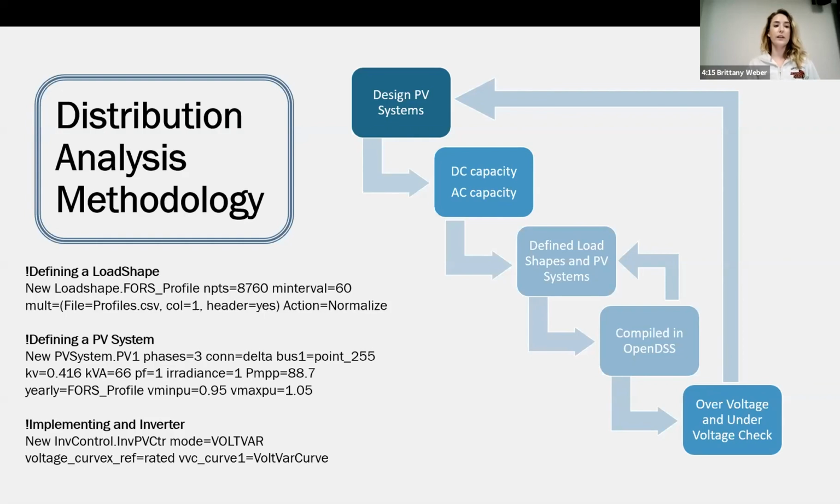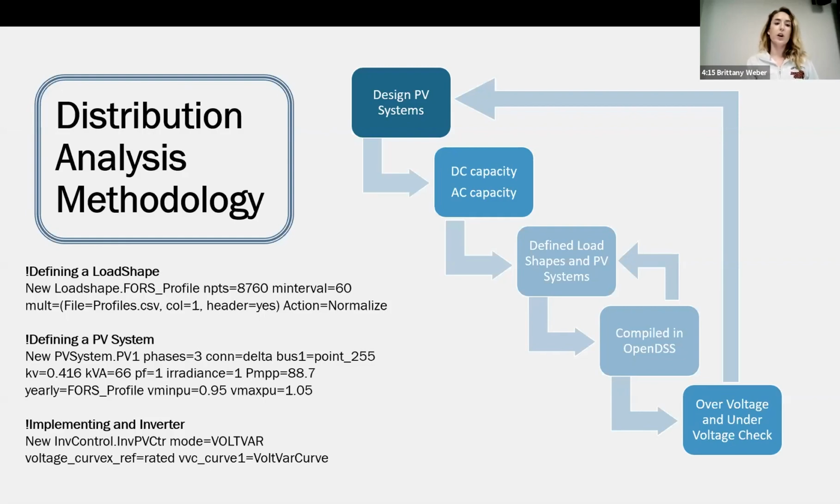The next step was to define the load shapes and PV systems in OpenDSS code, which is shown by the first 2 examples of code in the bottom left. For designs generated in Helioscope, we referenced the irradiance profiles generated from the software, but for the Aurora Solar designs, we used the irradiance data from the NREL National Solar Radiation Database, which assumes worst-case scenario irradiance.